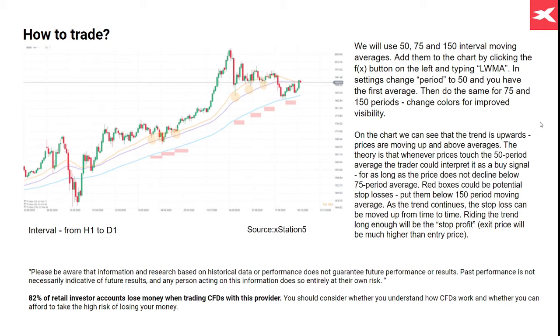On the chart, we can see that the trend is upwards. Prices are moving up and above the averages. The theory is that whenever price touches the 50 period average, the trader could interpret it as a buy signal for as long as the price does not decline below the 75 period average. The red boxes here could be potential stop losses, just below this moving average, and they are usually put below the 150 moving average.